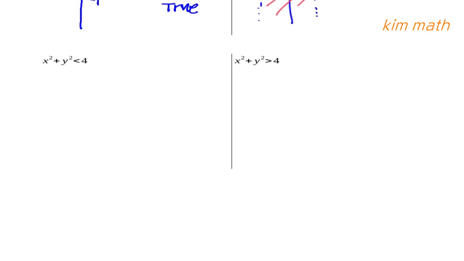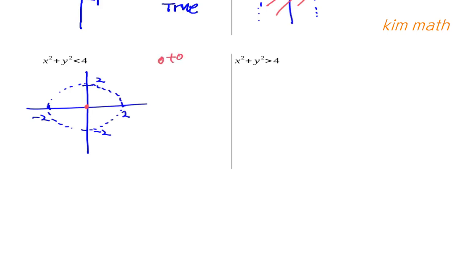Okay. Next one, x squared plus y squared is less than 4. Yes, we know that this is the circle, right? The origin is the center and the radius is 2. So 2 here, 2 here, negative 2 here, negative 2 here. Since we don't have an equal sign, I will use the dotted line. Is it okay? Now I will choose (0, 0). Then 0 plus 0 is less than 4. Yes, true. So our answer must be here.